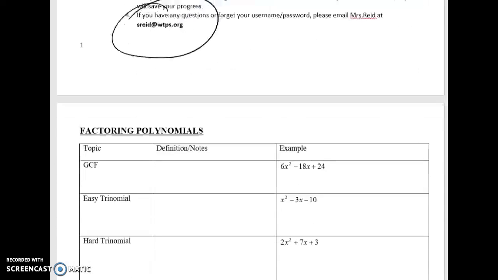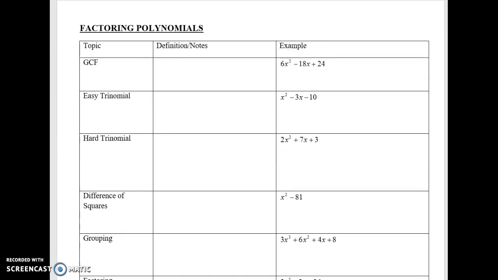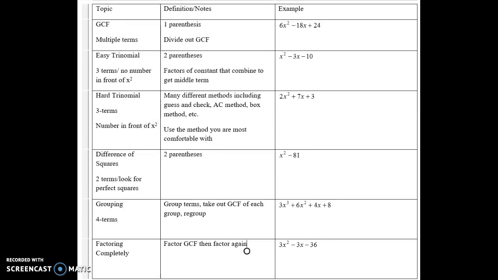So let's begin the first section. This first video will be on factoring polynomials. So I'm first going to fill in about the topic and the definitions and notes section. Okay, here you can see that I filled in each of the boxes. Now let's try the examples together.